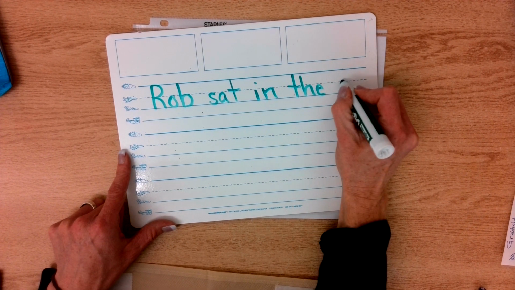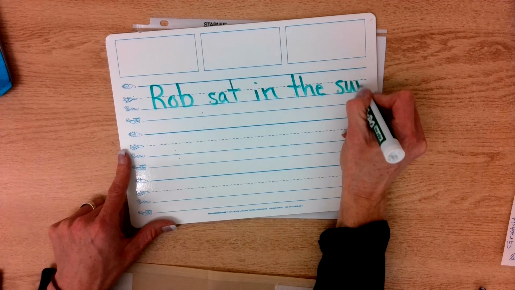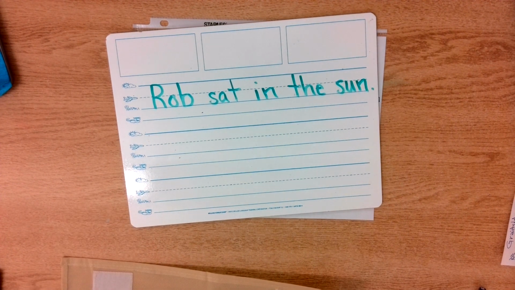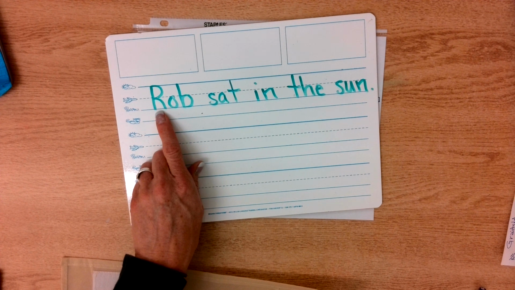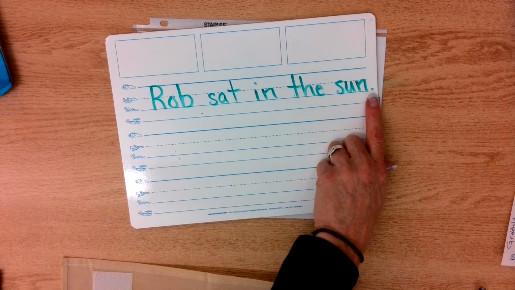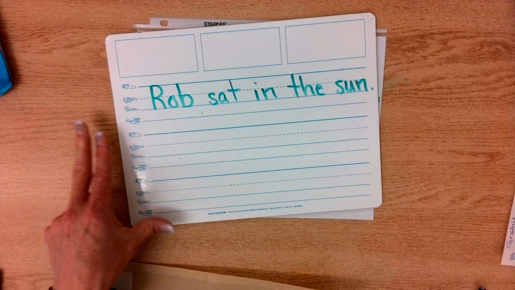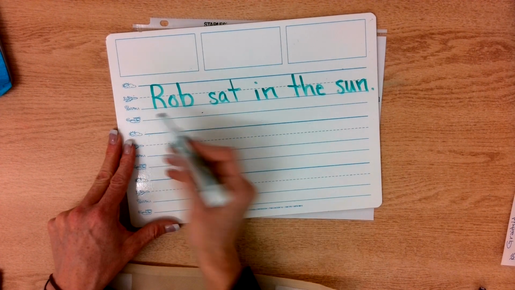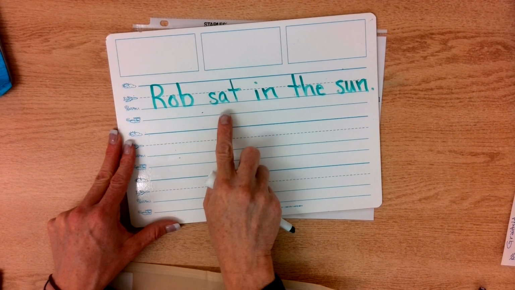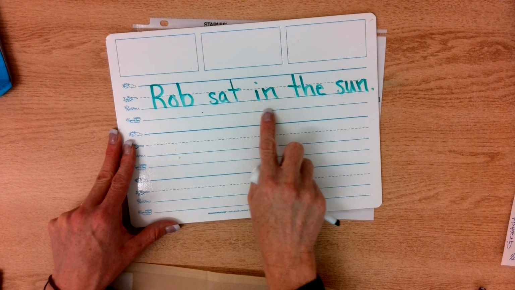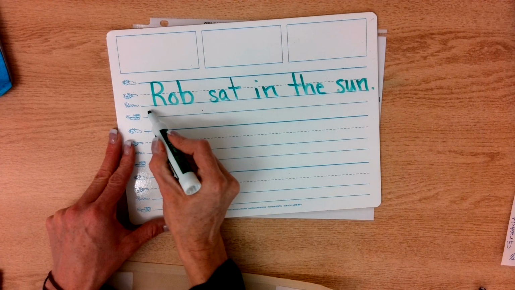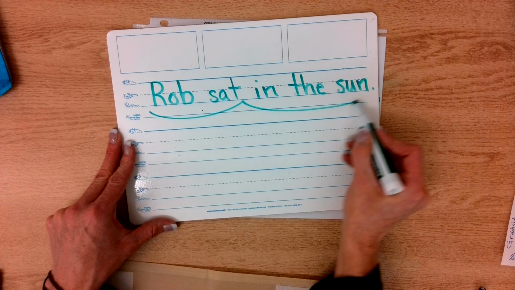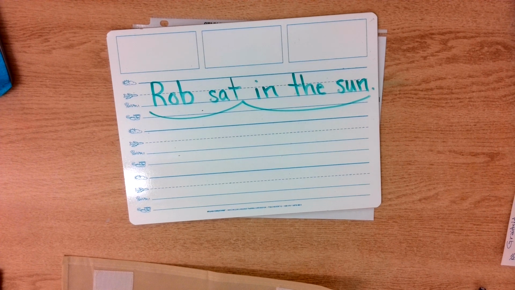We talked about scooping up our words in reading, and that's exactly what we're going to do here. First I want to point out that my first letter has a capital and at the end there's punctuation. If we were going to scoop up our words, we wouldn't read it Rob. Sat. In. The. Sun. We would read Rob sat in the sun. That's how we would scoop it up.